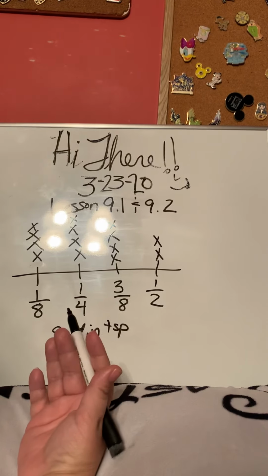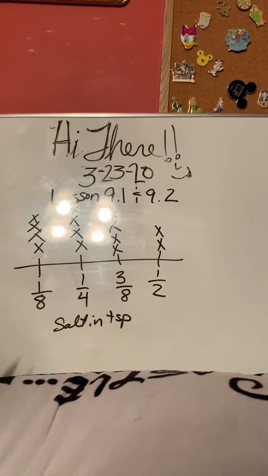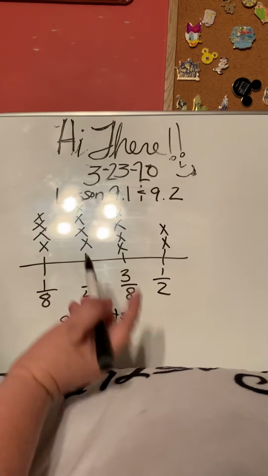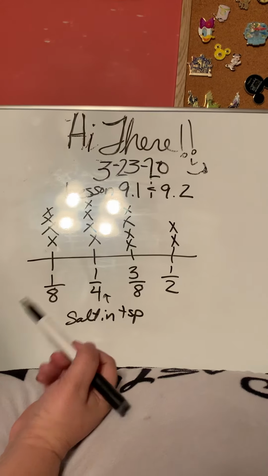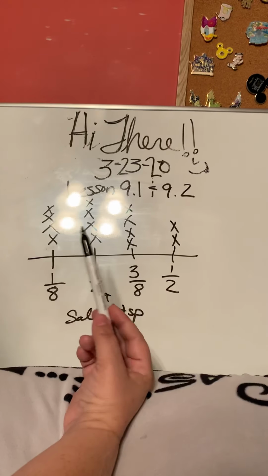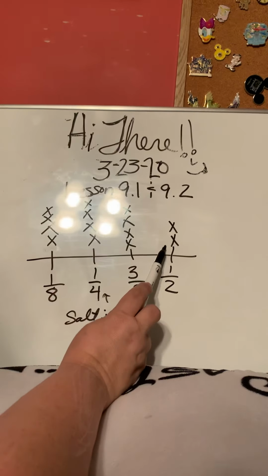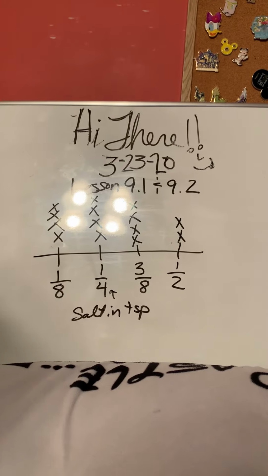So question 1 says, based on the line plot, how many recipes call for more than 1/4 of a teaspoon of salt? Okay, so here is 1/4, and it wants to know how many recipes have more. So what are you going to do? You're going to look over here to see how many have more. Well, there's 1, 2, 3, 4 here, and 2 more here, so that would be 6 recipes, okay?